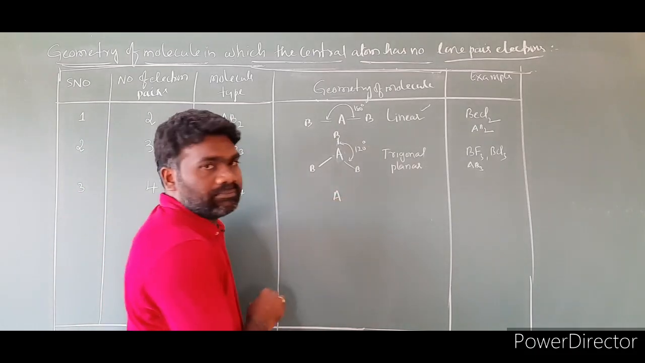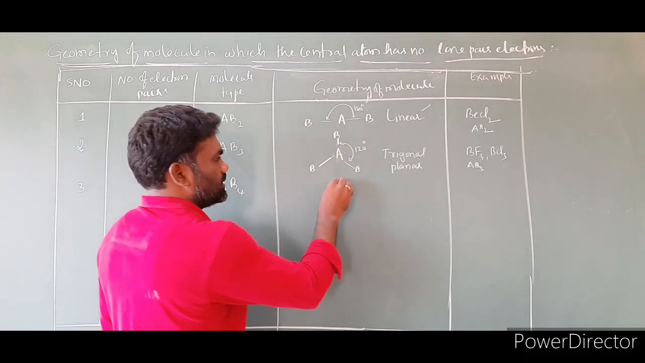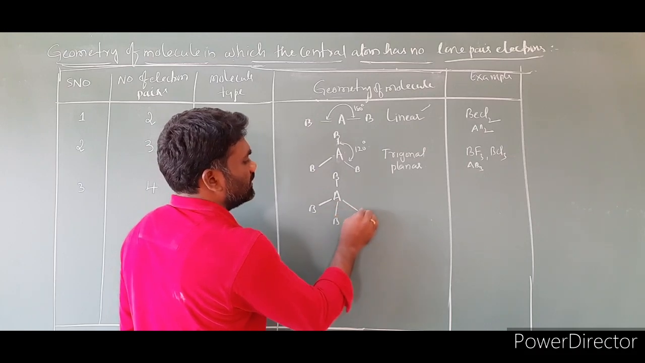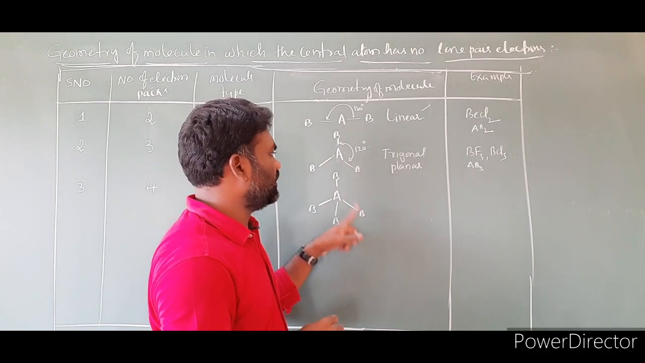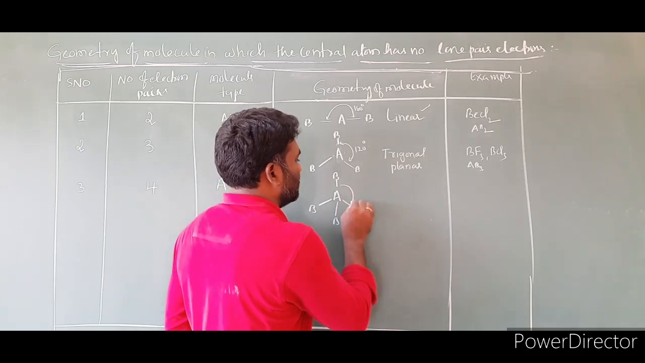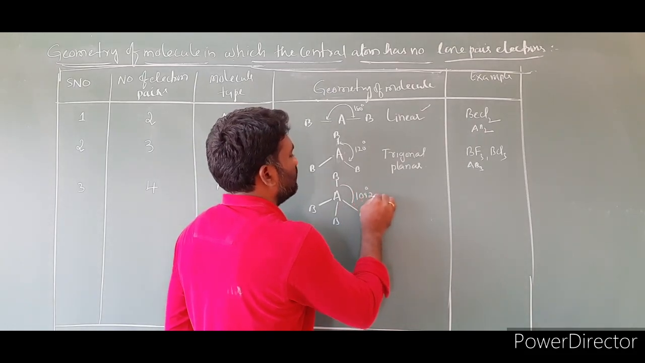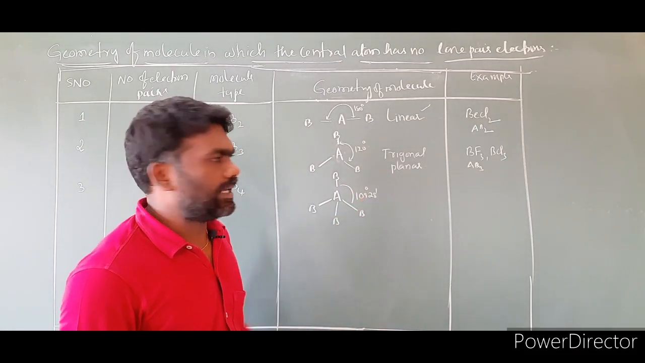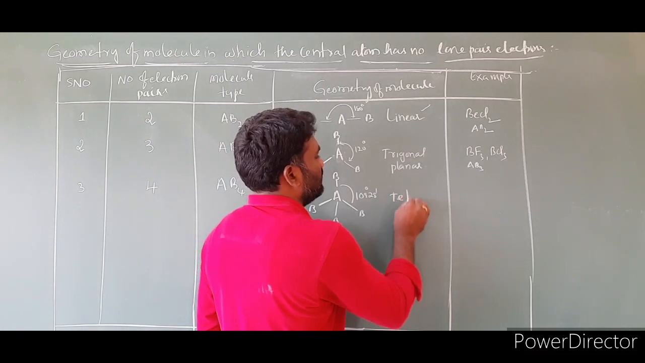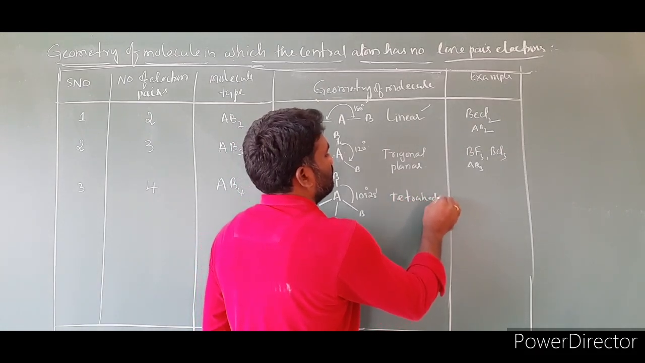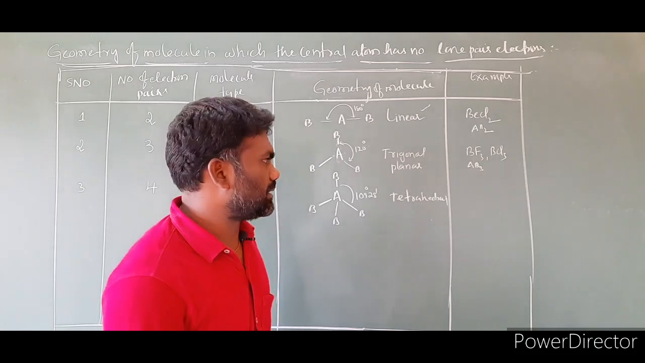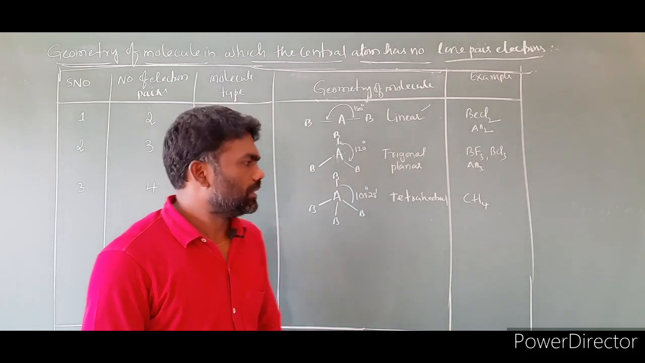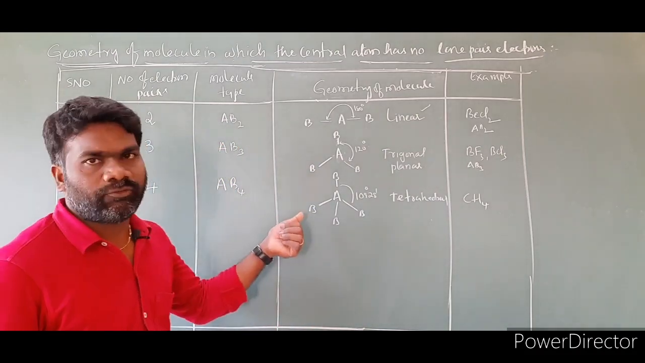Then A at the center, and 4 B's attached. This is the first B, the second, the third and the fourth. The angle between any two B atoms in this molecule is 109 degrees 28 minutes. The shape of this molecule is tetrahedral. An example for this case is CH4. So this is example number 3.